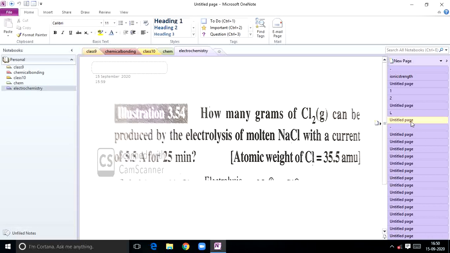Now this one you see students, here molten NaCl on electrolysis. So here also what are the relations? Electrolysis of molten NaCl. So first of all, before going to do that, I am calculating number of Faradays. So number of Faradays is equal to Q by 96,500. So that is equal to I T by 96,500, right?